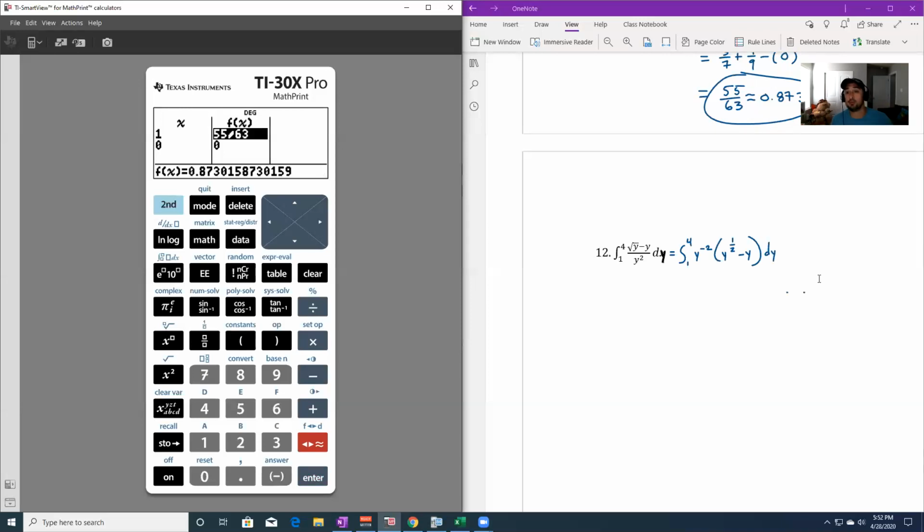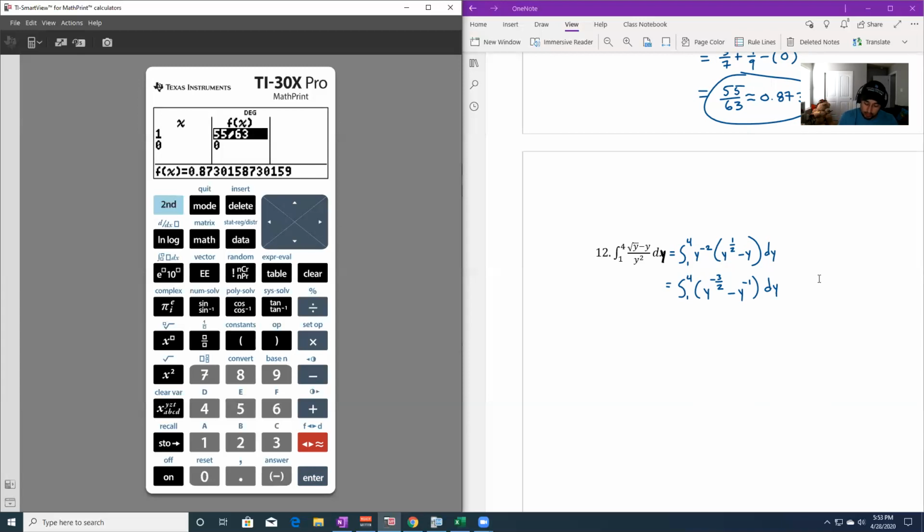Let's go, computer, catch up. Okay, so dy. Distribute it, and you get the integral from 1 to 4. You distribute that. -2 plus 1/2 is -1.5. So that is y to the -3/2 minus y, and y to the -2 times y is y to the -1, dy. Okay.